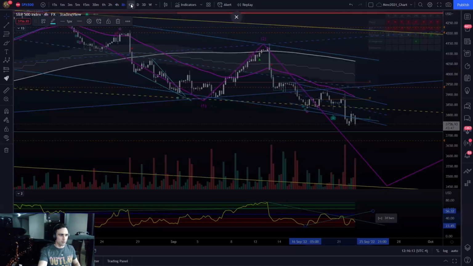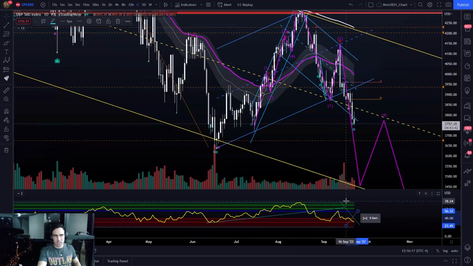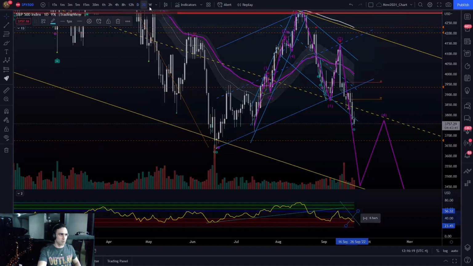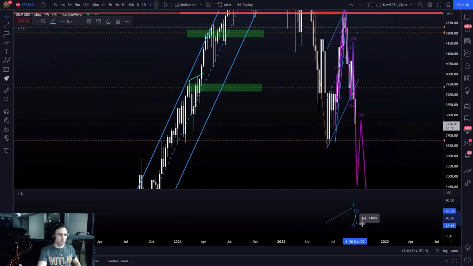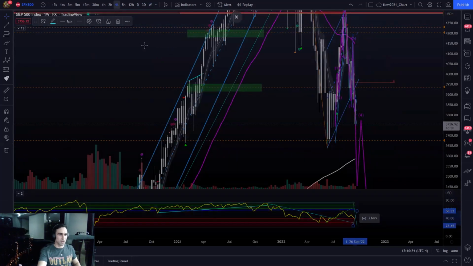So if we go higher, 8-hour bearish, 12-hour bearish, daily bearish. I don't see anything. Let's go 3-day. 3-day, okay, bearish, weekly, bearish. I see nothing, absolutely nothing to make me bullish here.